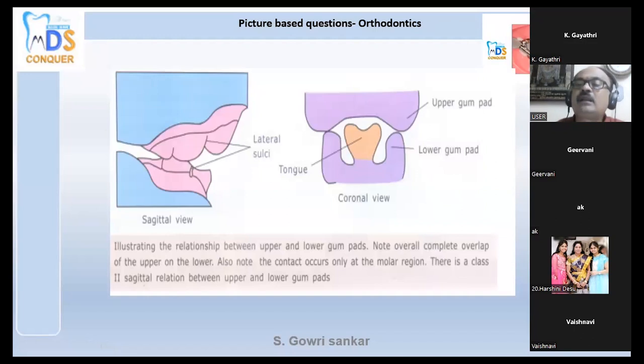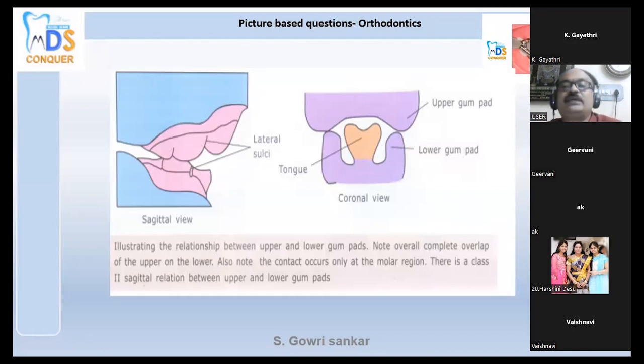What is the common malocclusion in the sagittal direction that is seen in the predentate period? Is it class 1, class 2, or class 3? Yes, it is class 2. Why is a class 2 relationship seen? Yes, it is the retruded mandible.